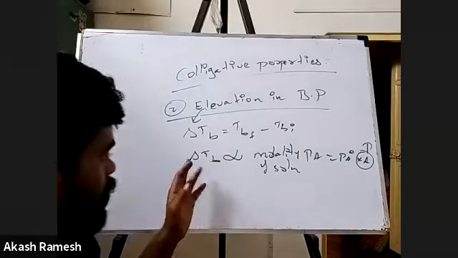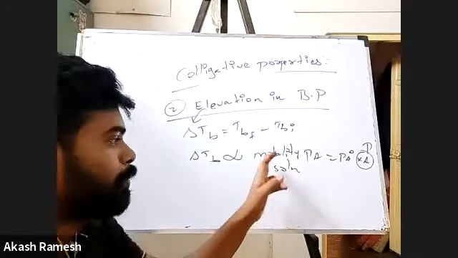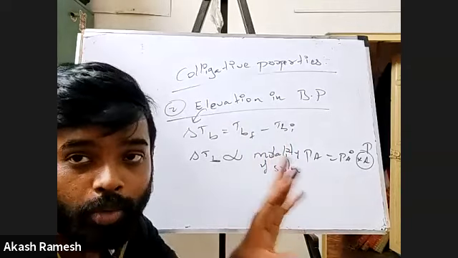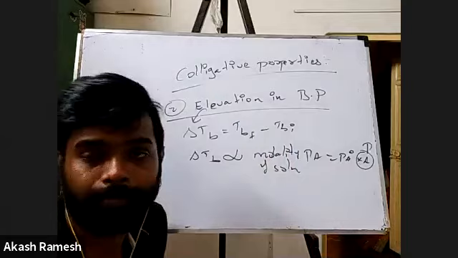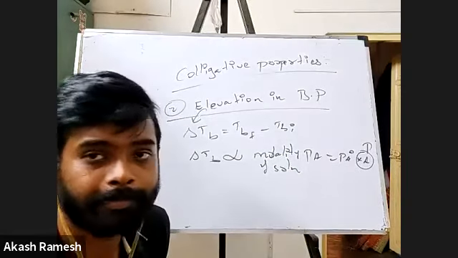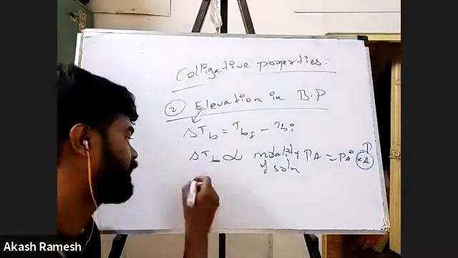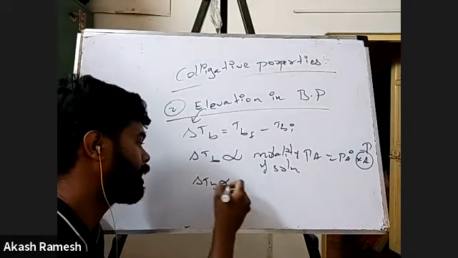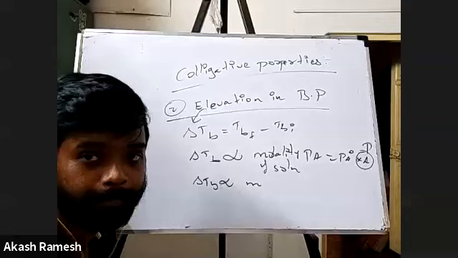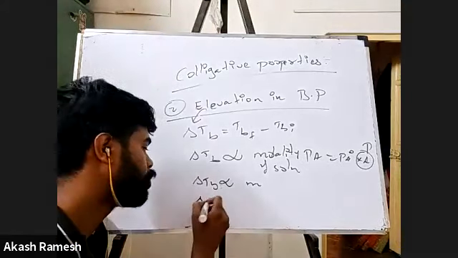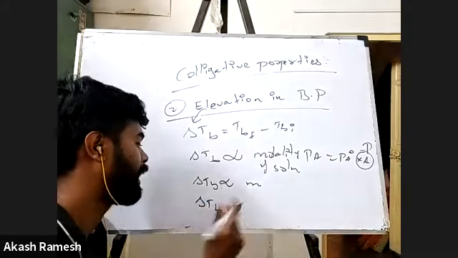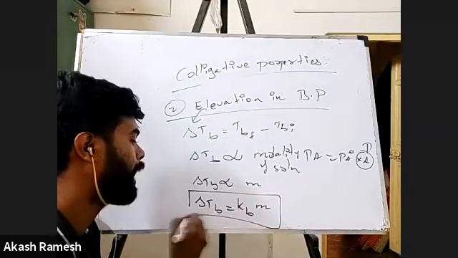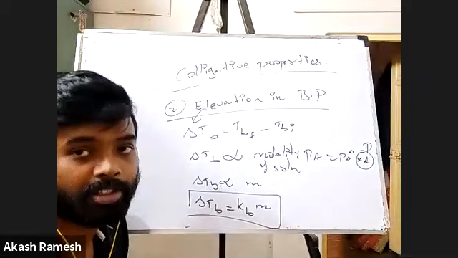Anyways, fine. So delta TB is directly proportional to the concentration of solution. How much amount of solute is there? And the concentration we are speaking is the molality term. Delta TB will be directly proportional to the molality, small m. And to remove the proportionality sign, I can write it as delta TB is equal to Kb into m, and this Kb is some constant.